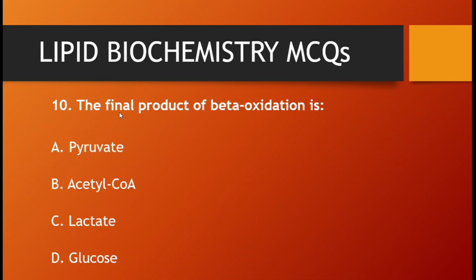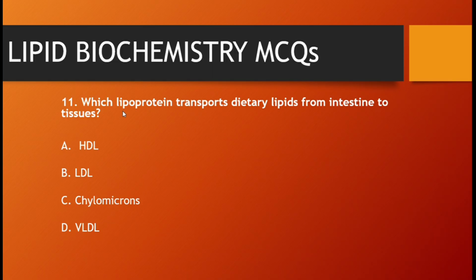Now, number 10. The final product of beta oxidation, is it pyruvate? Is it acetyl-CoA? Is it lactate? Is it glucose? The answer is acetyl-CoA. You're right. Acetyl-CoA. Number 11.